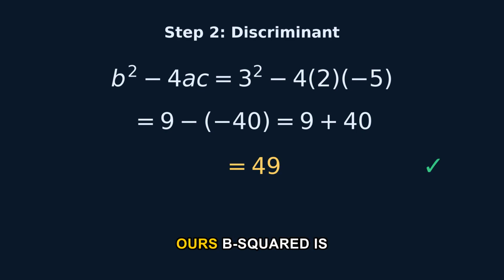Let's compute ours. b squared is 3 squared, which equals 9. 4 times a times c is 4 times 2 times negative 5. That gives us negative 40. So we have 9 minus negative 40, which is the same as 9 plus 40. Our discriminant is 49, a perfect square, so we're guaranteed two clean, exact answers.